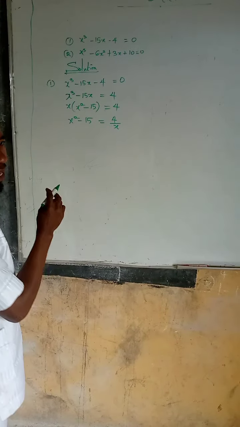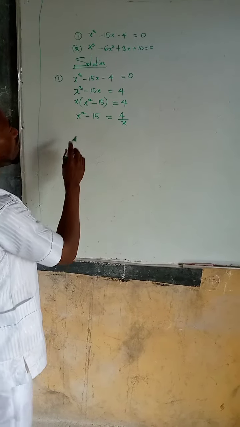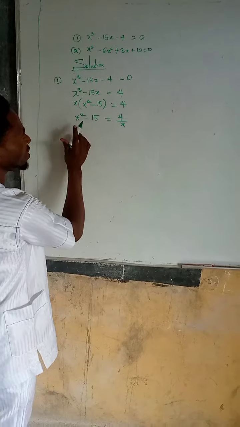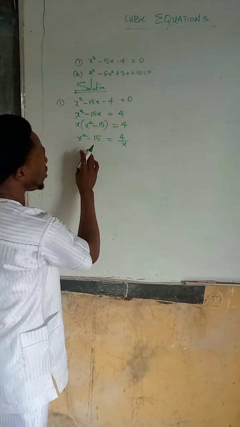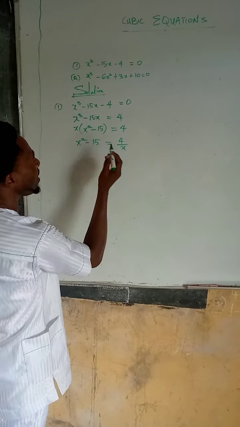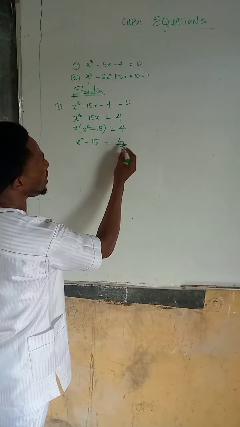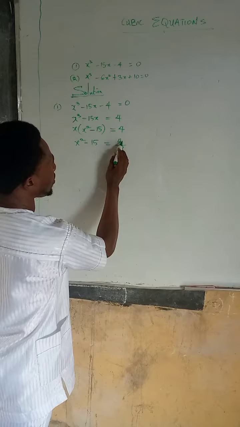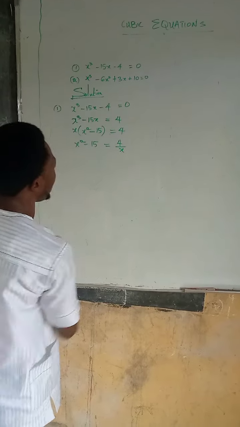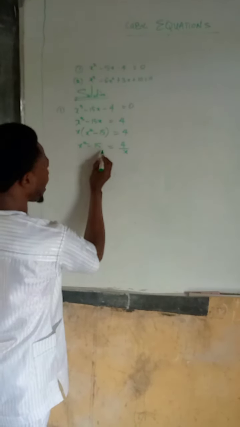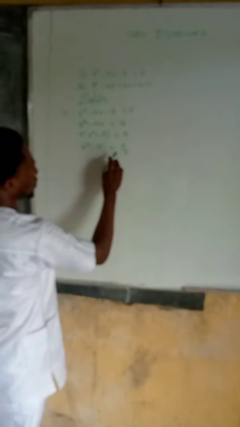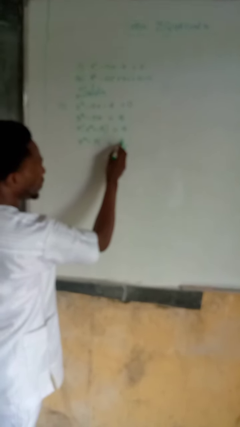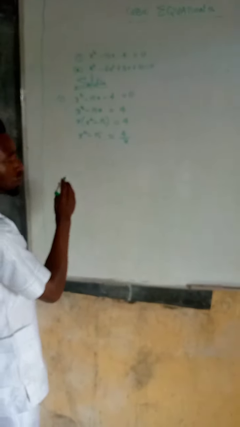Now this is where the trick is. We want to make this a perfect square here, and we must add a certain number, and the number that we add must be a factor of 4. Any number to add must be a factor of 4. I know for sure if I add 1 to this, 1 is a factor of 4. So let me add 1 to this.